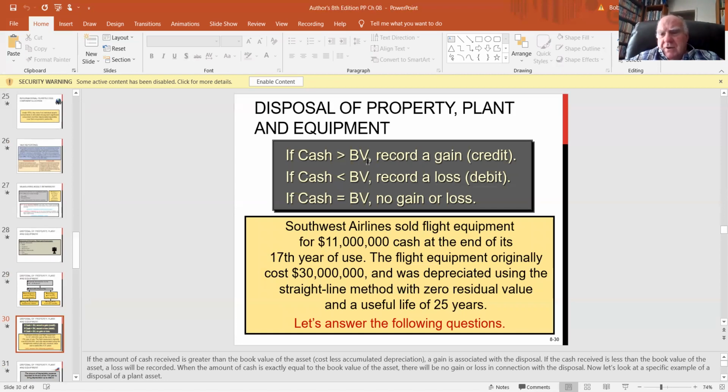Net book value of the asset minus the cash you receive is the gain or loss. Let me repeat that. Net book value minus the cash that someone paid you for the asset is the gain or loss. So let's see what we have here. They sold it for 11 million. The flight equipment originally cost 30 million and was depreciated using the straight line method, zero residual.